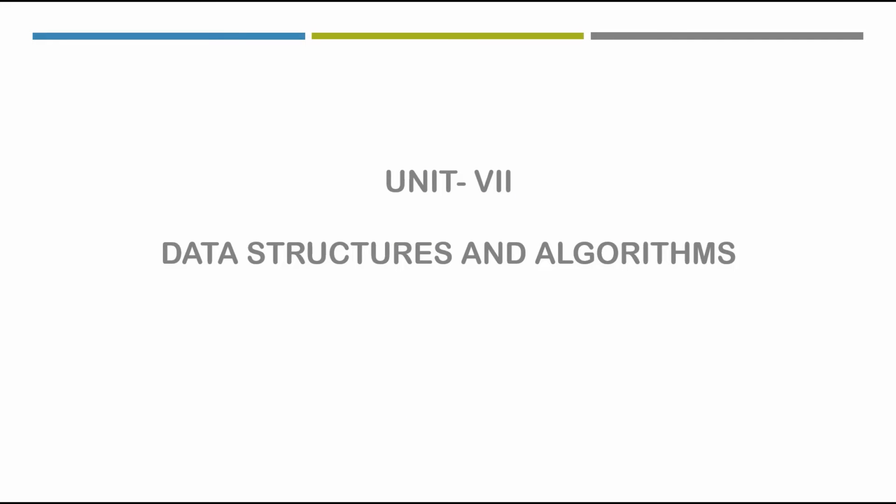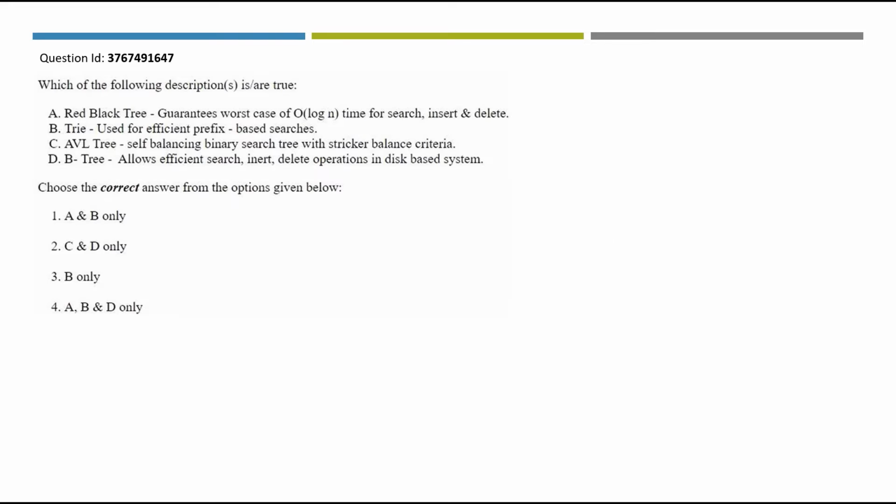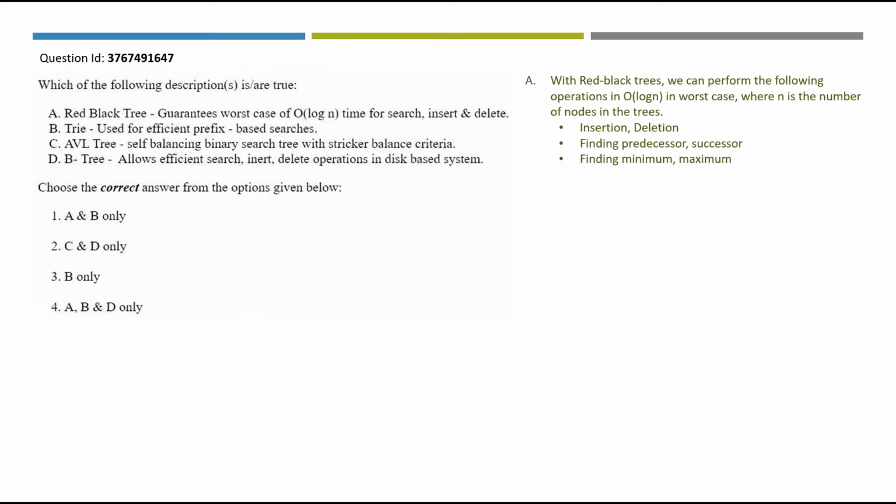Let's solve Unit 7 Data Structures and Algorithms questions. Which of the following descriptions are true? We'll start with red black tree. Guarantees worst case of O(log n) time for search, insert and delete.